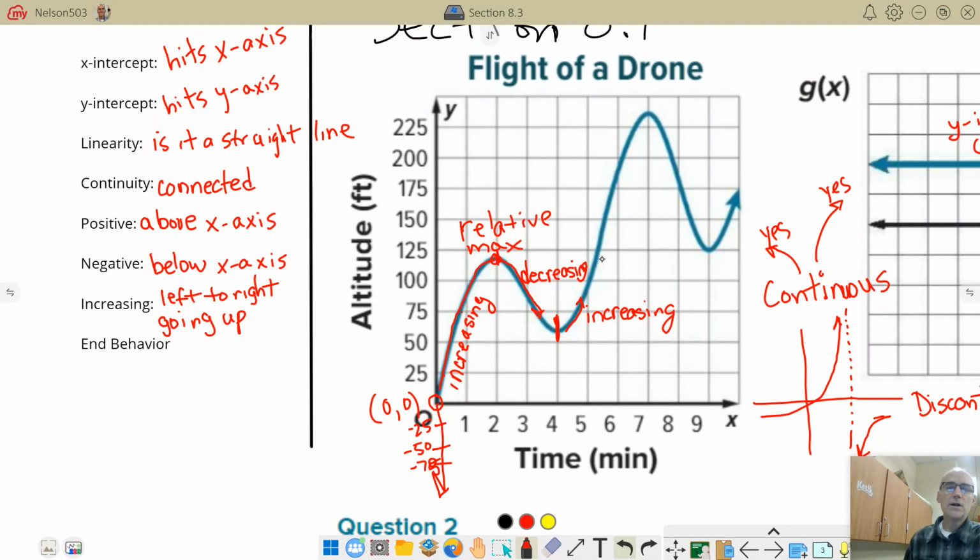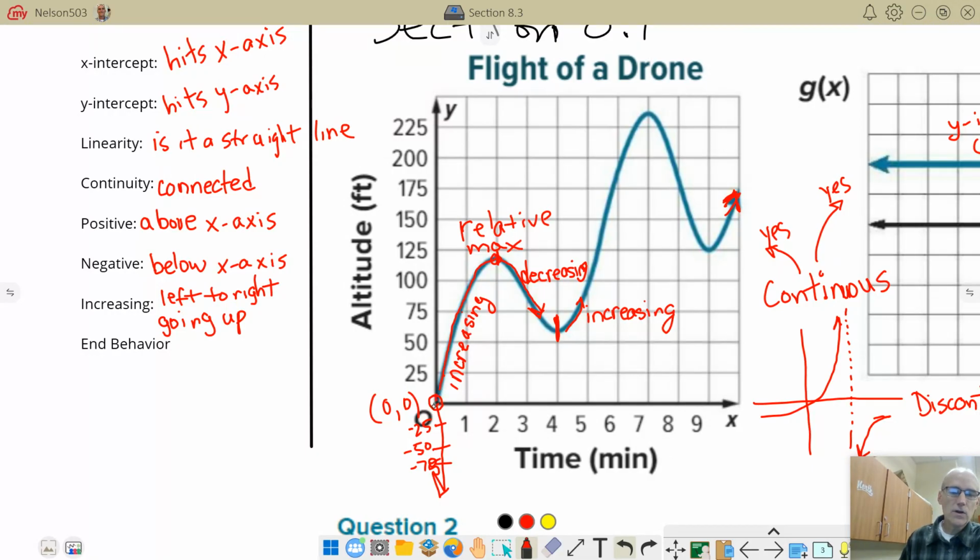Is it going up or is it going down as you go from left to right? Left to right, it's going down. Left to right, it's going up, right? That's what increasing and decreasing mean. Add decreasing in here because it's the opposite of increasing. And then end behavior, we talked about yesterday. This is our end behavior, like that little arrow right there.